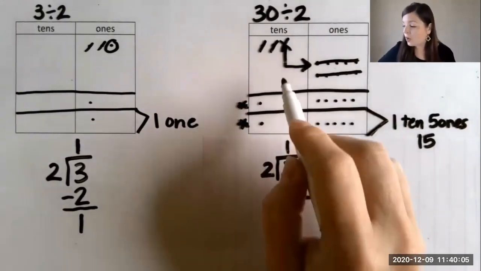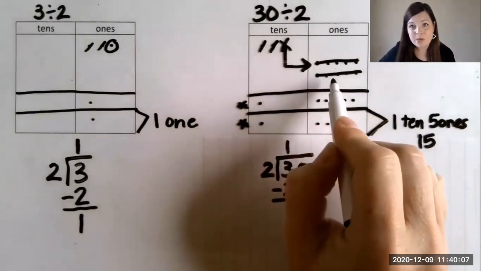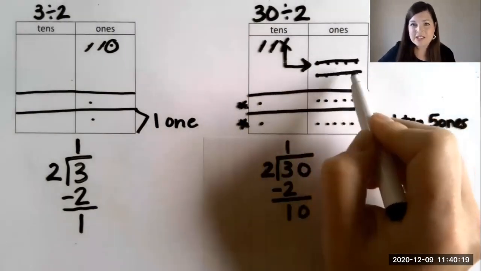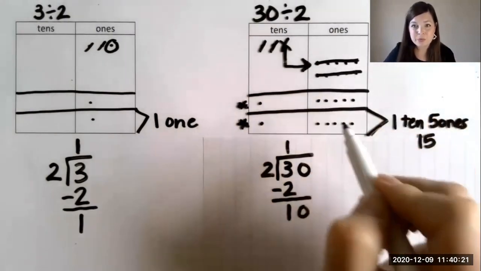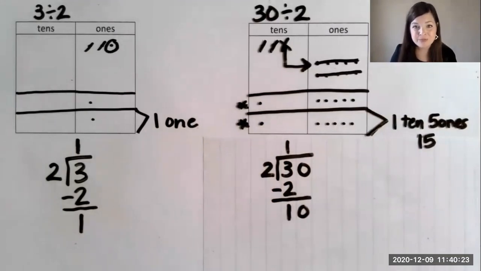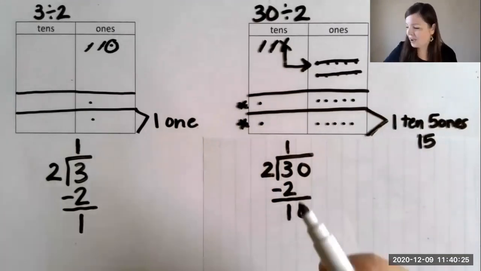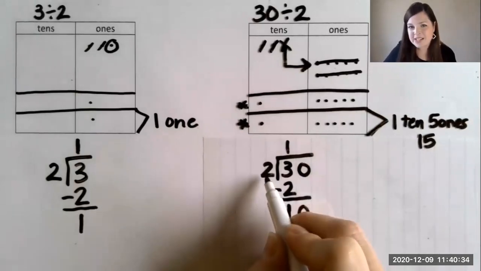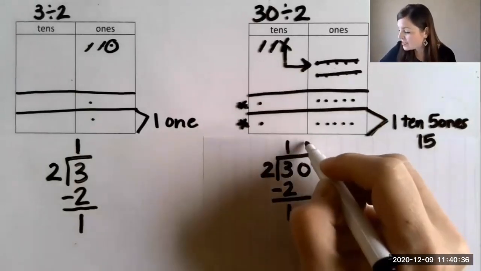Now, to continue dividing, we decompose that 1 ten into 10 ones. How many ones did we have to distribute? We had 10 ones to distribute. So we had 10 ones to distribute equally between these 2 groups. How many ones were in each group? 5 ones were in each group. Say a division sentence that tells us that. 10 ones divided by 2 equals 5 ones.